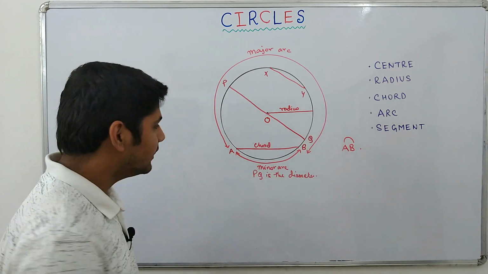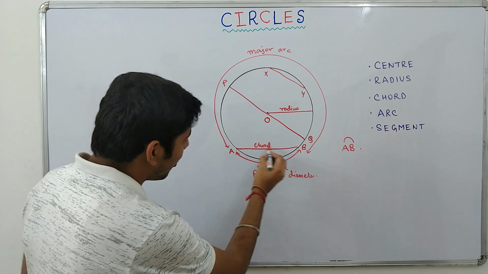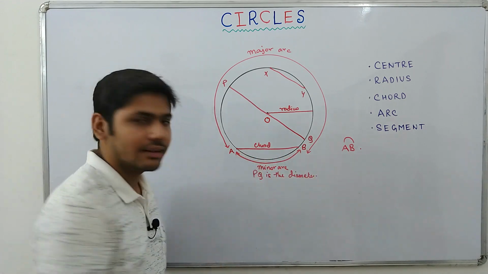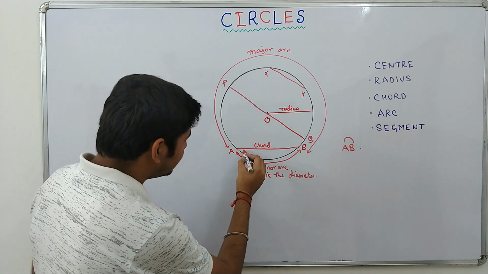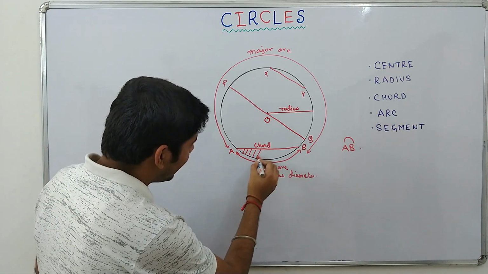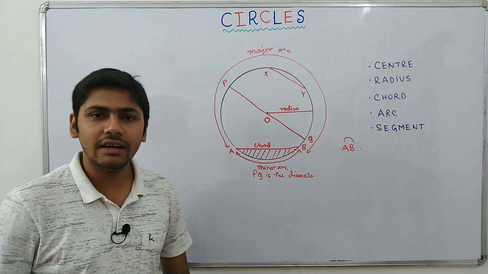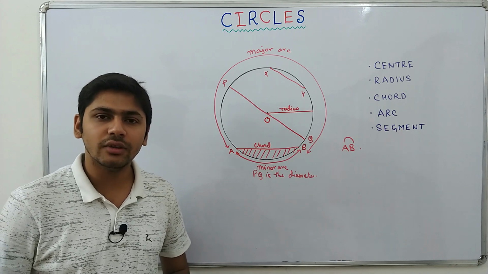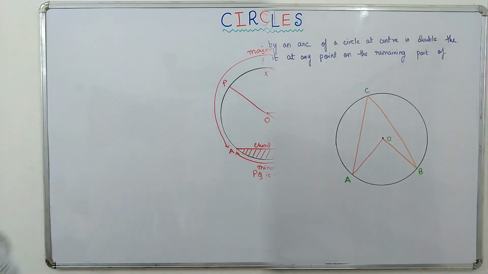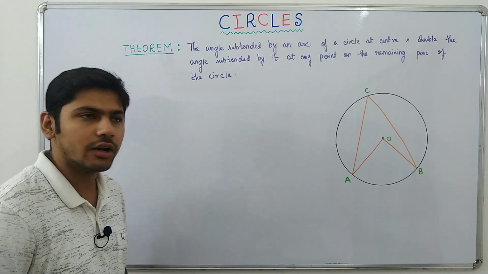Okay. Then comes segment. What is segment? The region enclosed by a chord and an arc is a segment. So basically this region enclosed by the chord and the arc is a segment. Okay. Now that we are done with all this, we will move on to the theorems. Let's begin with the first theorem.